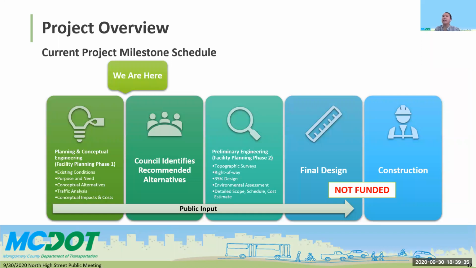Okay, and then this is the current project milestone schedule. We have done planning and conceptual engineering, which look at the existing conditions, the purpose and need, to develop conceptual alternatives, conduct a traffic analysis, and study the conceptual impact and costs. And then we're actually right in the middle between the conceptual engineering and the council identified recommended alternative, which is our next step. Again, this project is not funded for final design or construction at this point.